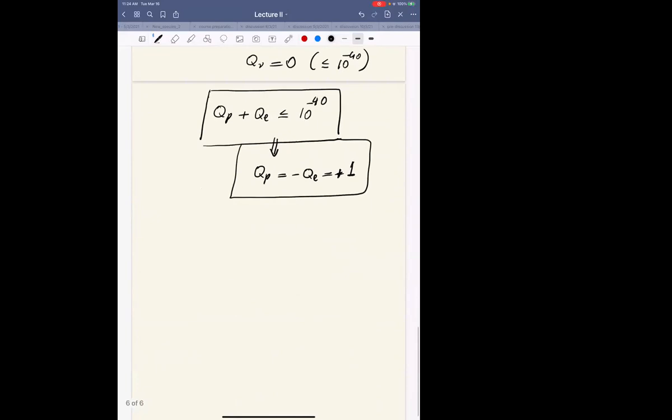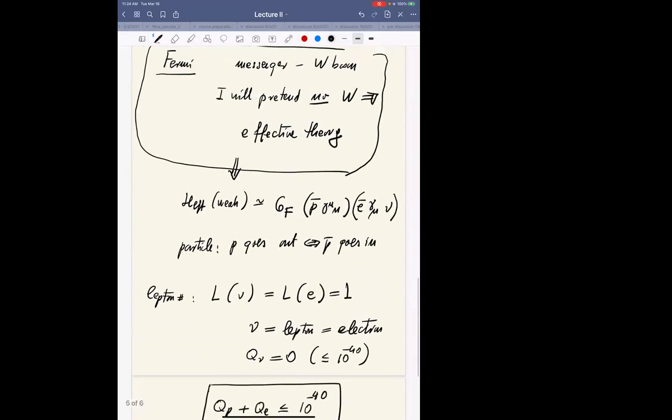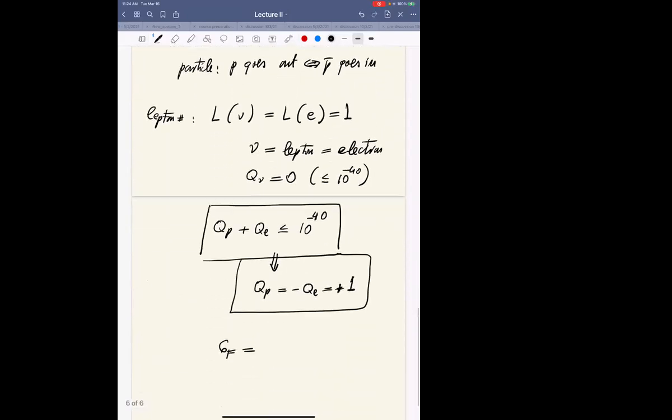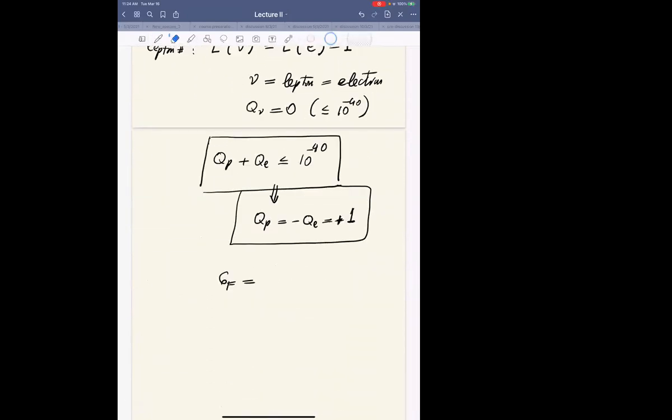Now, what is G Fermi? G Fermi must be 1 over the momentum squared. Remember, it's 1 over Q squared, and it has a certain strength. I could call it 1 over lambda Fermi squared. People often do that, and it must be inverse mass squared, and it turns out to be 10 to the minus 5 GeV to the minus 2, which is 10 to the minus 5 proton mass to the minus 2.